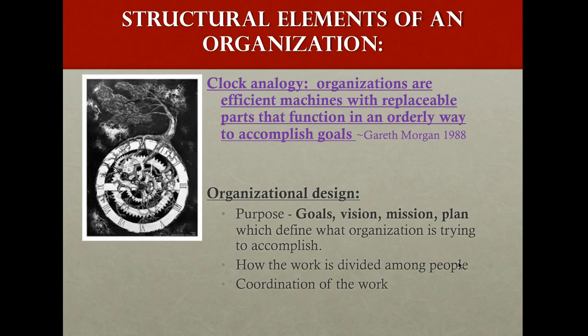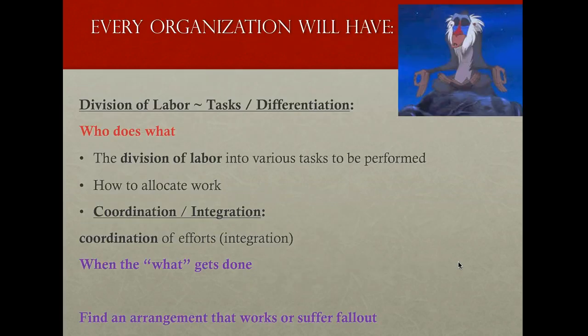And then how the work is divided among people is one of the issues we're going to talk about, as Bolman and Deal address, along with the coordination of the work that needs to be done in an organization. Every organization will have differentiation and integration. Differentiation addresses the division of labor, in other words, who does what in the organization and how to allocate that work. And integration is the coordination of efforts.